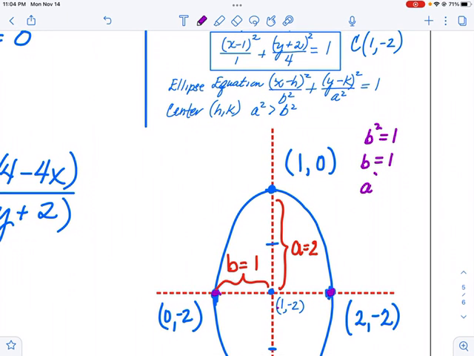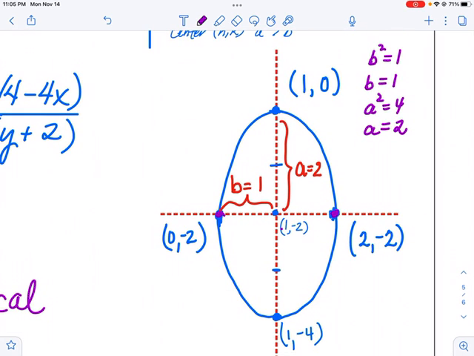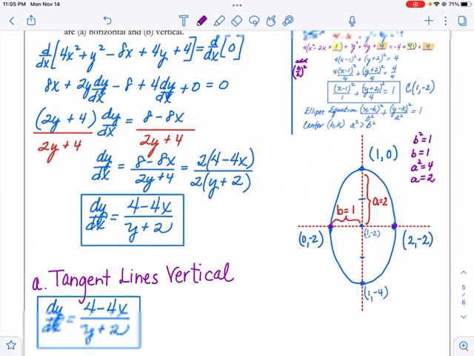And then a squared is equal to 4, so a is equal to 2. So I start at the center and go up to the point 1, 0, and then I start at the center again and go down 2 units to the point 1, negative 4, just so the graph can make sense to you.